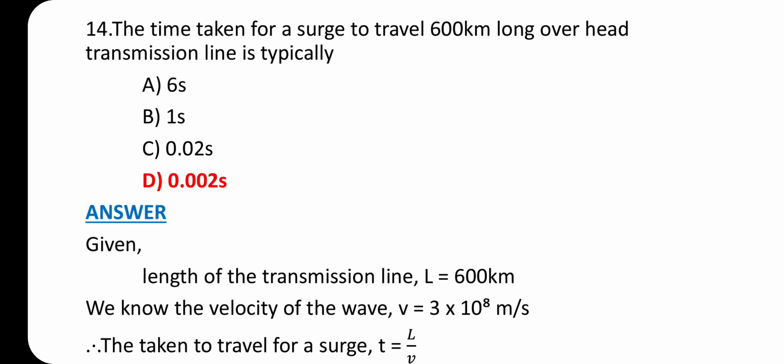Question number 40. The time taken for a surge to travel a 600 km long overhead transmission line is typically, answer is option D, 0.002 second.